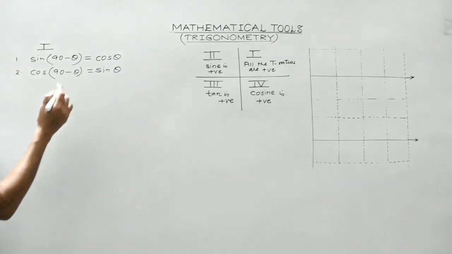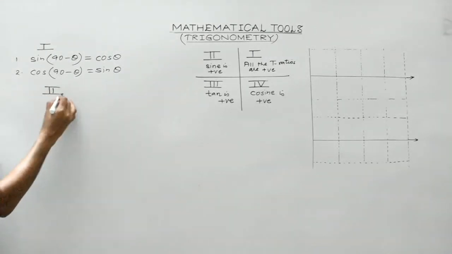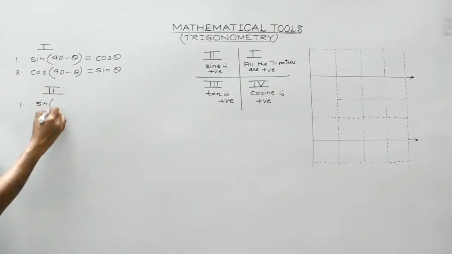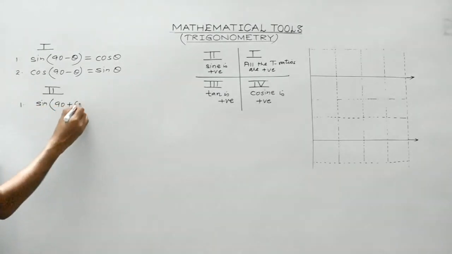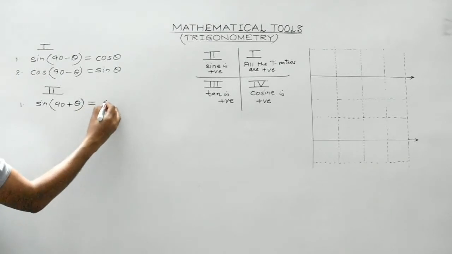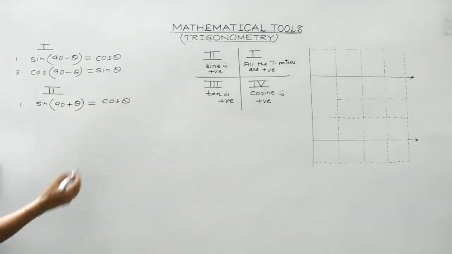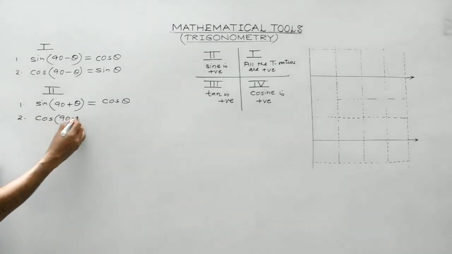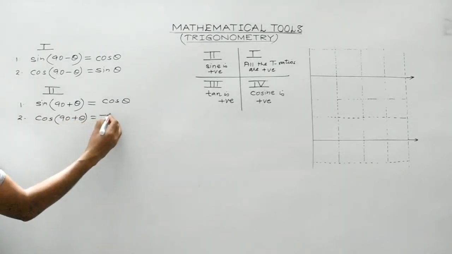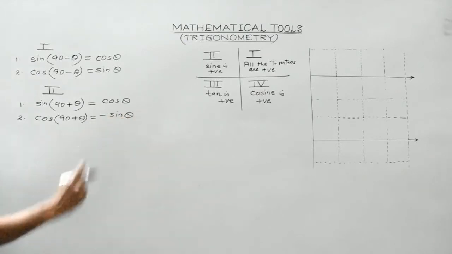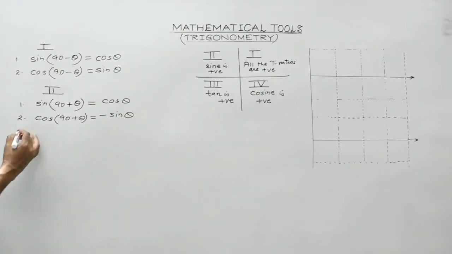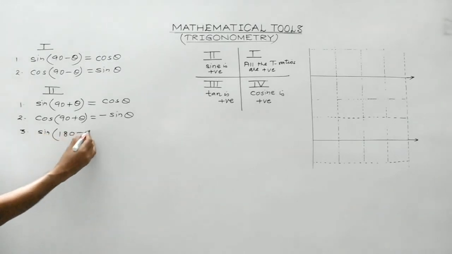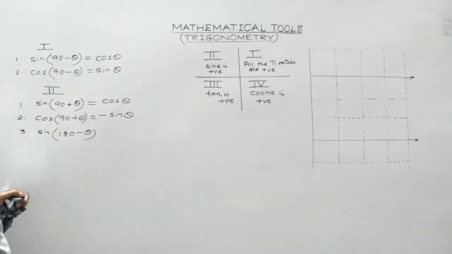In the second quadrant, only sine is positive. So sine of 90 plus theta is plus cos theta, while cosine is negative. So cos of 90 plus theta will be equal to minus sine theta, right? Third, sine of 180 minus theta. This also falls in the second quadrant.